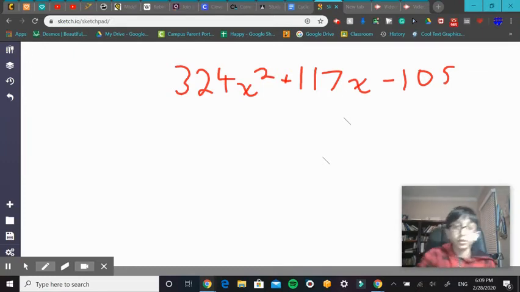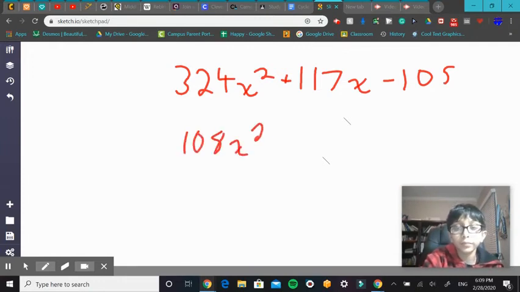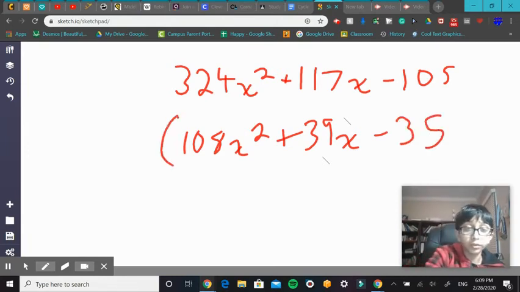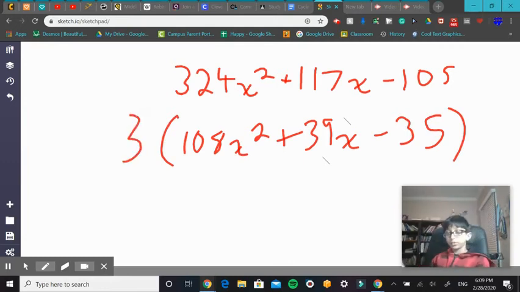324 divided by 3 is 108x squared. 117 divided by 3 is 39x. And 105 divided by 3 is 35. So now, obviously, the 3 isn't going to go anywhere. This whole expression is still being divided by 3. We just took out a 3. Now let's just focus on what's inside the parentheses to make this easier.